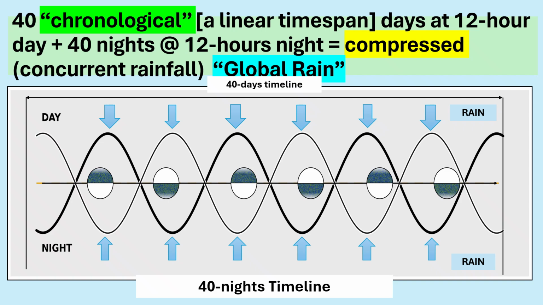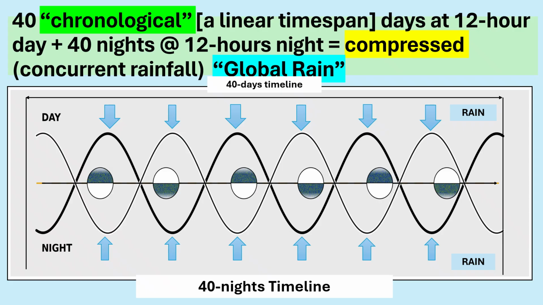And then I simply scaled this as a demonstration. And as I did, a third grader could do this. As a matter of fact, we'll have elementary students do this in our Sunday school. But you take a 40-day time span at 12 hours a day plus 40 nights at 12 hours a night. That's compressed concurrent rainfall. It's quite a deluge.